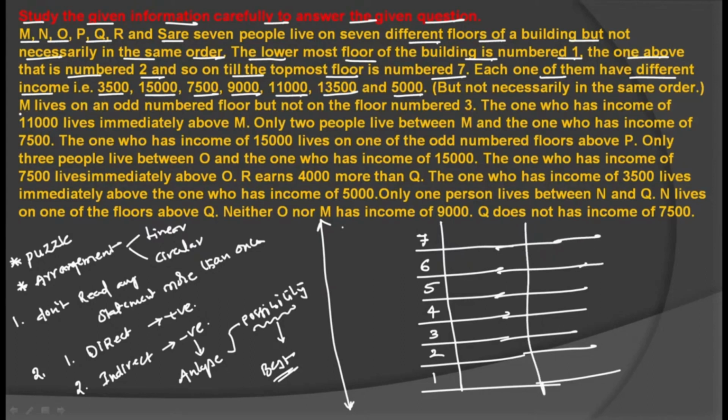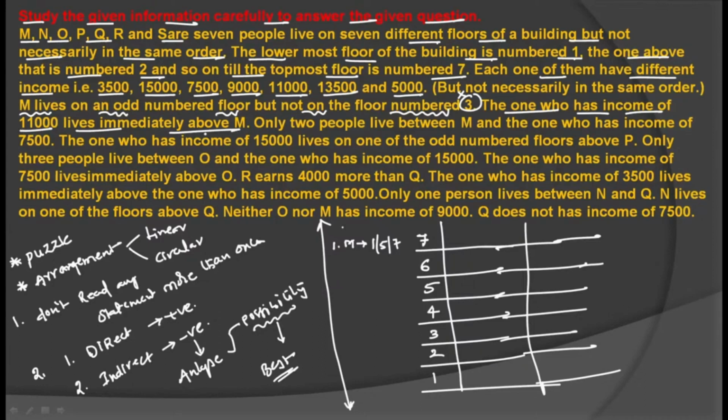So the question: M lives on an odd number floor, but not on floor number 3. Guys, M lives on an odd number floor. See how I'm taking the information. M lives on an odd number floor: either first floor, third floor, fifth floor, or seventh floor. But there is information that you can't place the person on the third floor. So it has to be either first, fifth, or seventh. Now the next statement: the one who has an income of 11,000 rupees lives immediately above M.